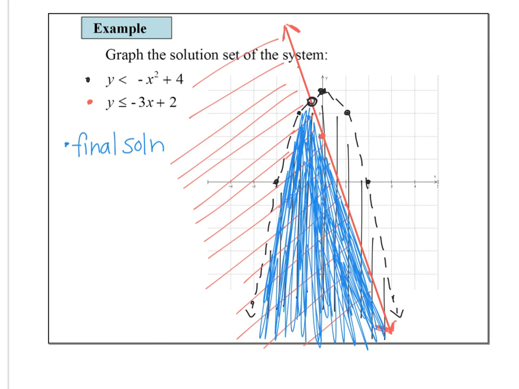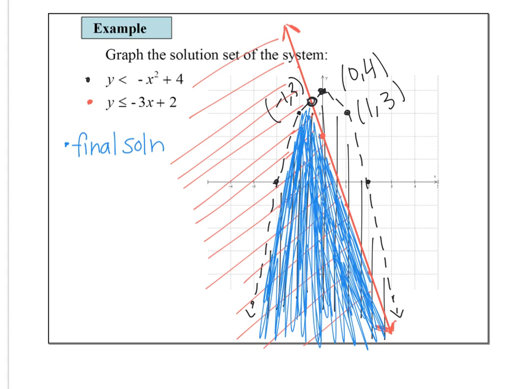Okay, so when I graph this, I first graphed my parabola in black, and that's this guy right here. If I wanted to label those points, I could. This is at 0, 4. This is at 1, 3. This is at negative 1, 3.